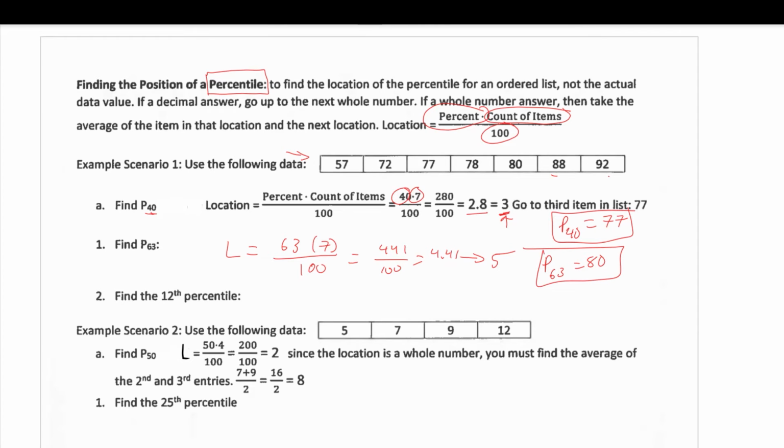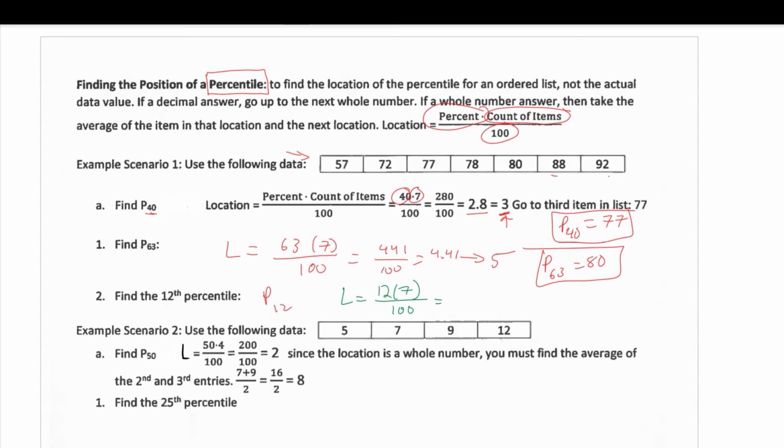Now go ahead and pause the video and find the 12th percentile. Again, that's P12. Go ahead and try that out. All right, so again, we're going to find the location of P12. And that's going to be 12 times the number of data values. Again, we still have 7 here.